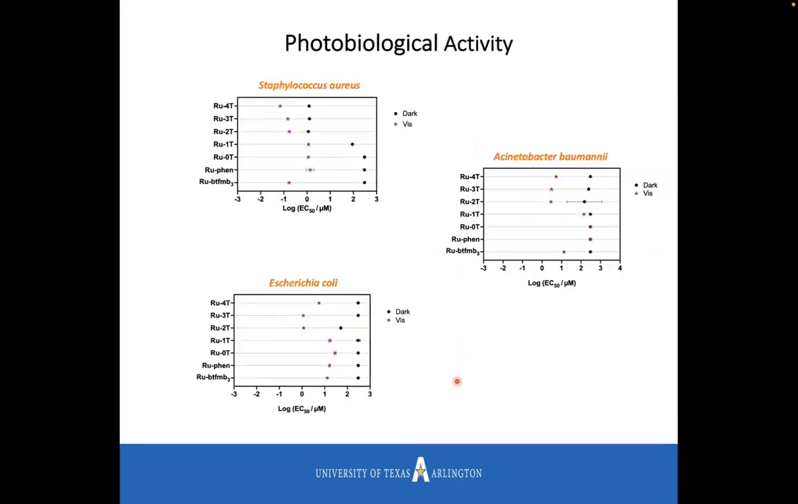Furthermore, we determine the photobiological activity of the compounds in both gram-positive and gram-negative bacteria, such as the gram-positive Staphylococcus aureus, and the gram-negatives Acinetobacter baumannii and Escherichia coli, under both dark and light conditions. We determine the EC50 values, shown here on the x-axis, which is the concentration of the compound where 50% inhibition in bacterial growth is observed. We saw a completely opposite trend of the EC50 values between the gram-positive and the gram-negative bacteria.